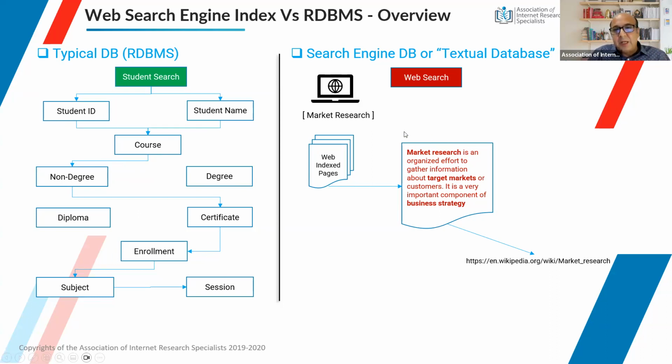On the right-hand side, we are looking at the search engine's textual database, which is what we just talked about. And this is more important for us. So let's look at these two words, market research. If these are the two words that need to be matched as a search query, it is going to look for the pages that have the two words included in the content. It is going to talk about, let's say, target markets, business strategy, and some of the other keywords that you may want to use.